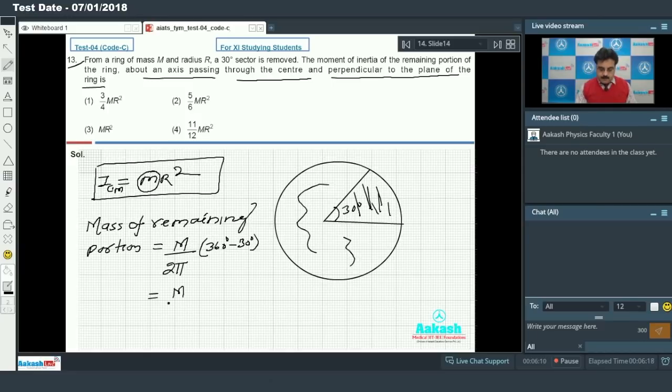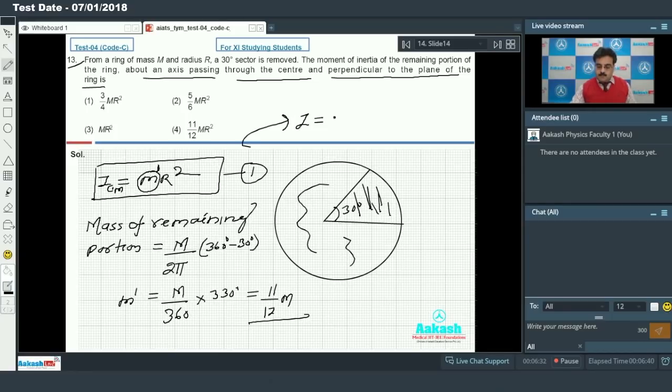So when I place the value of 2 pi, this is 360 and this is 330. So we'll solve, and we'll get 11 upon 12 m. This is the mass. If I represent it by m dash, this is the value of m dash. When I place this value in equation number 1, we'll get 11 upon 12 m into r square, and this is our required moment of inertia as per the requirement. So my option number 4 is correct.